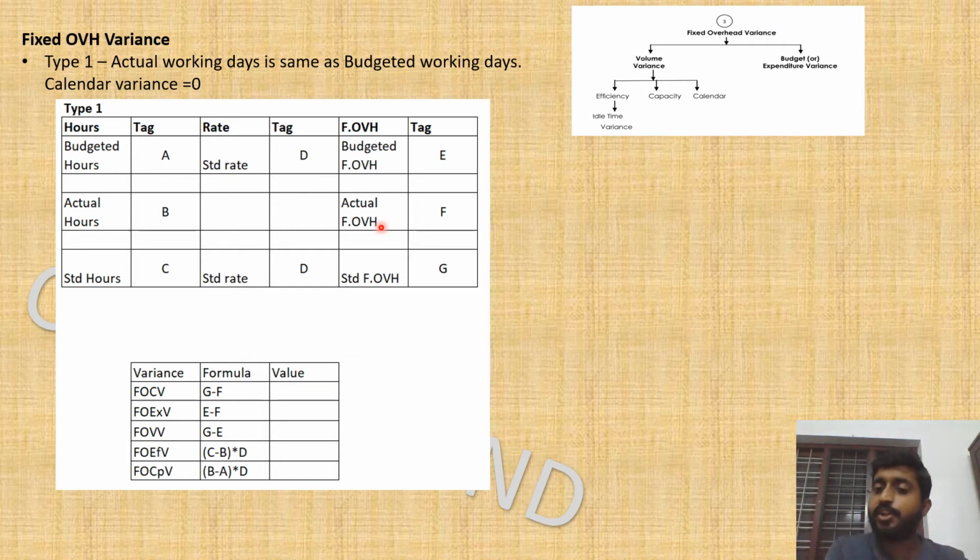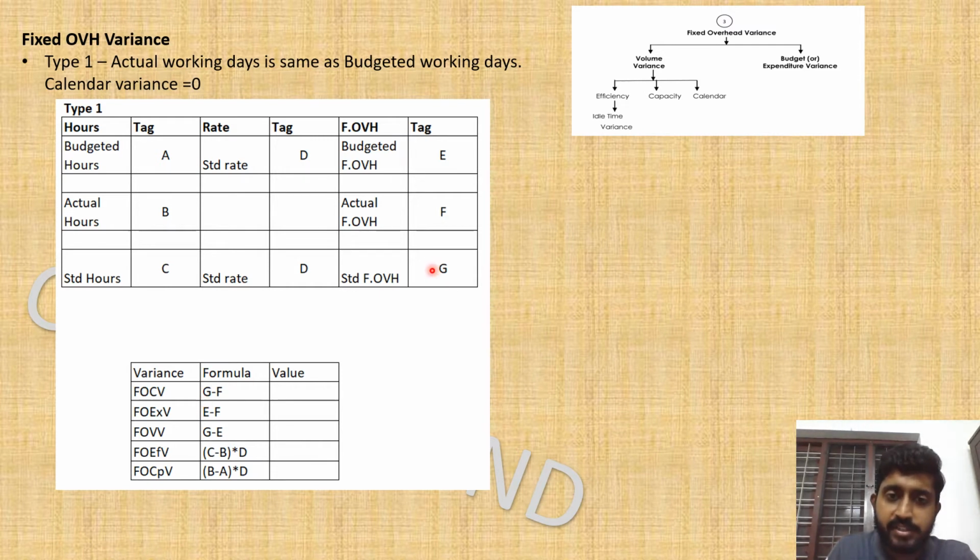So as per budget, the budgeted fixed overhead would be 10,000. Actual will be 12,000. So 10,000 minus 12,000 is equal to minus 2,000, which means a 2,000 adverse variance. Okay, so that is expenditure variance. It is very simple. So the first variance is between G and F. The next variance is between F and E.